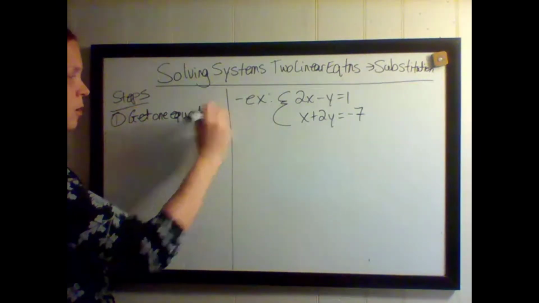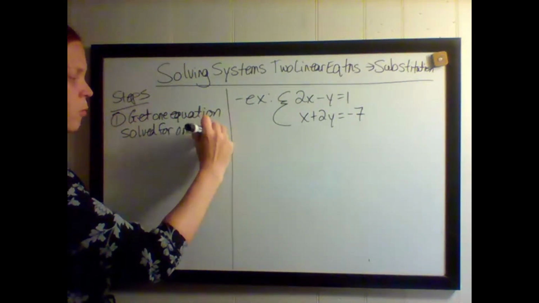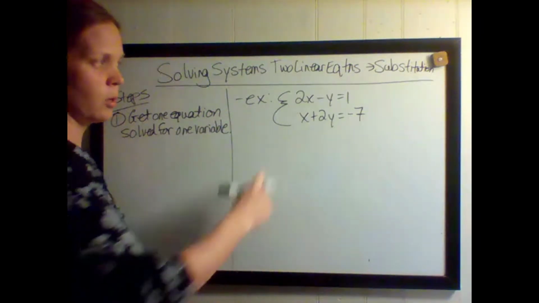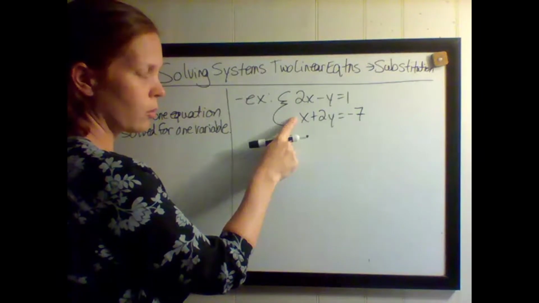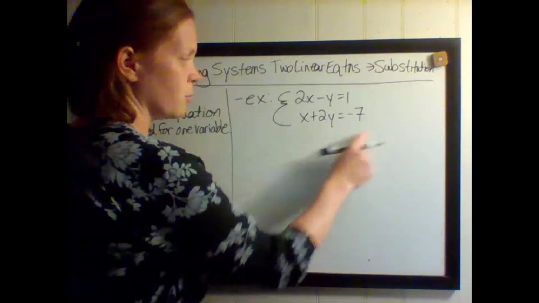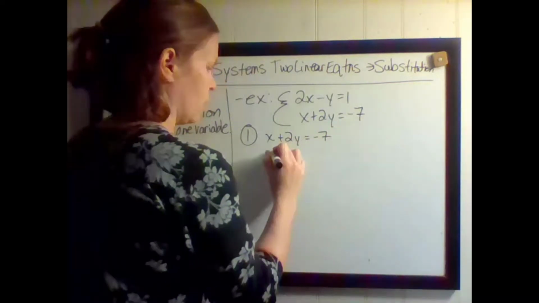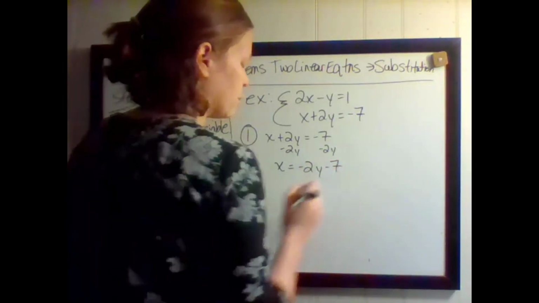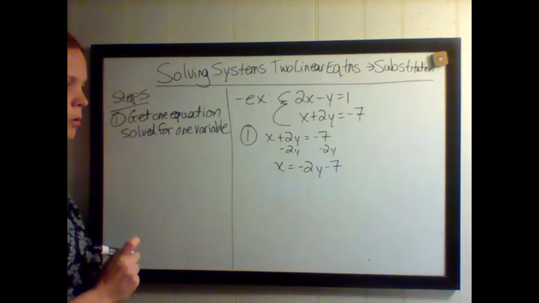equation solved for one variable. So one of the equations we need to solve for one of the variables. I would say in either the first one we can get y alone, or the second one we can get x alone. Either way, I picked those because they have coefficients of 1. Maybe since this is a positive x, let's just move the 2y over. If I subtract 2y on both sides, I'll get x equals -2y minus 7. So I got one of the variables alone in one of the equations.